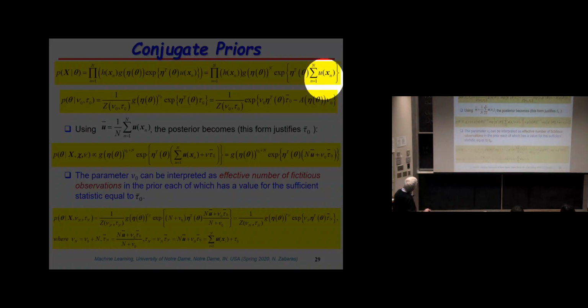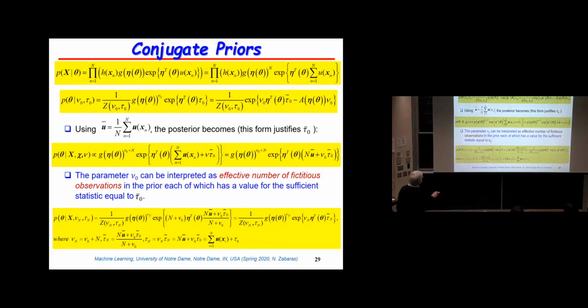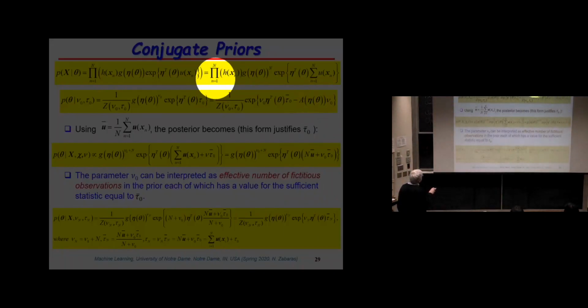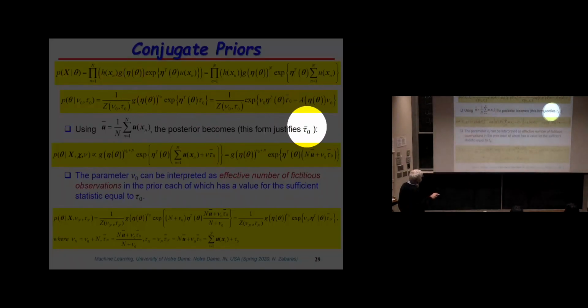the sum of all u's. And my prior, again, is given as proportional to the exponential of eta transpose mu 0 tau 0 bar minus A times mu 0. Okay? Where did A times mu 0 come from? It came because you remember A is minus log of g, and here I have g to the power mu 0. All right? So you get minus A times mu 0.